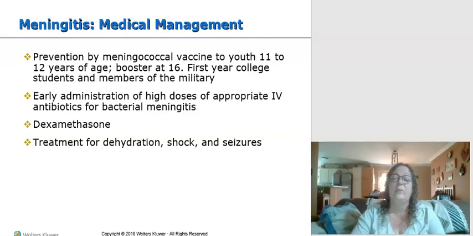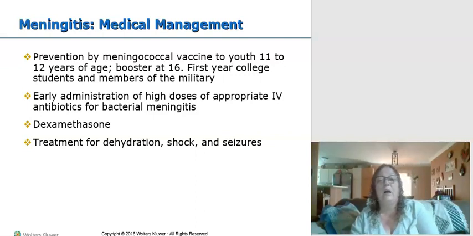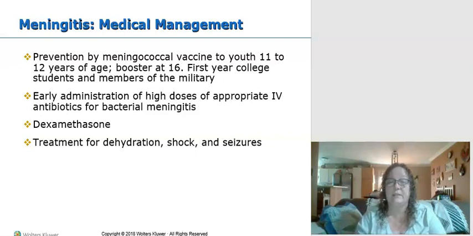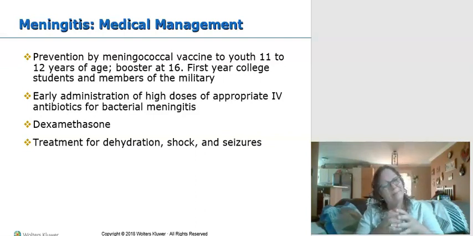So, medical management. We want prevention if possible. There is a vaccine. So prevention by meningococcal vaccine to children 11 to 12 years old, a booster at 16, and then they'll do it the first year of college students, and members of the military should also receive the vaccine to help prevent, right? Military is another group that lives pretty close together, right?